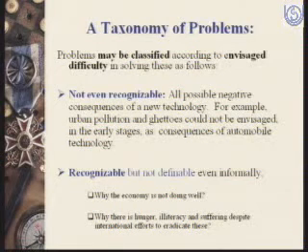The slide says that the problems may be divided into 4 or 5 categories which we will enumerate. The first category is that of the toughest problems which we may encounter. And those are not even recognizable problems. What are those problems? All possible negative consequences of a new technology. For example, urban pollution and ghettos could not be envisaged in the early stages as consequences of the automobile technology.